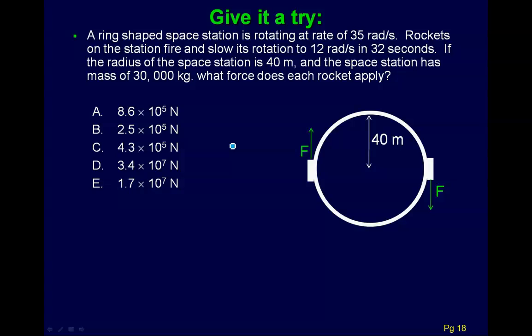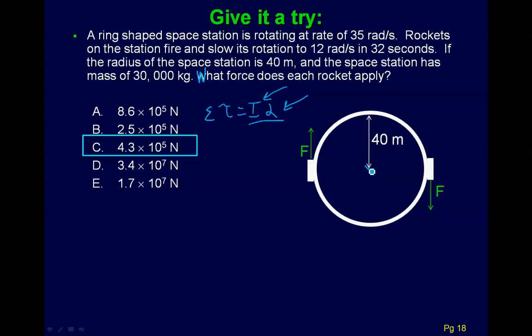And finally, the part where we're going to use some new information is what force does each rocket apply? So try this, and as a hint, I'll tell you that we're going to use our new equation here. So give this a try and see what you come up with. All right, now the thing about this one, so the answer I get is C, is that we just calculated the angular acceleration and just calculated I. So we know the right-hand side. And so the whole trick is finding the left-hand side.